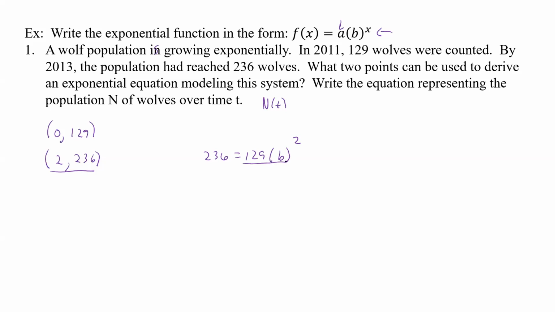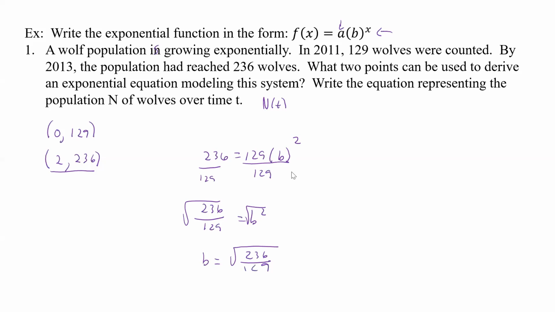So what do we do here first? Well, we divide by 129. And so now we have 236 over 129 equals b squared. Well, what do we do with that? Well, we take the square root of both sides. And so b equals the positive square root of 236 over 129.